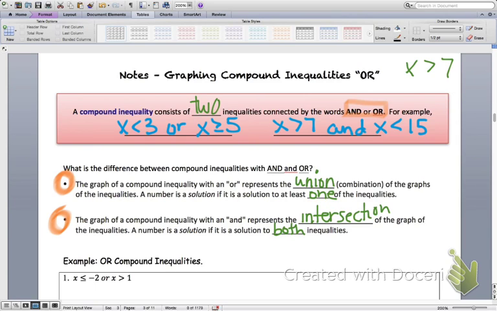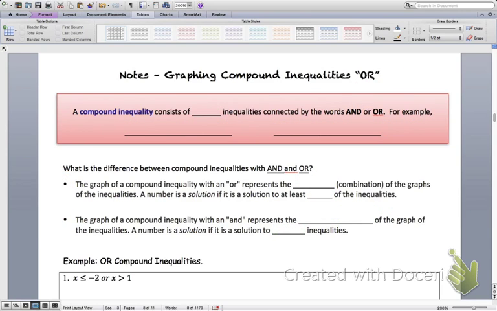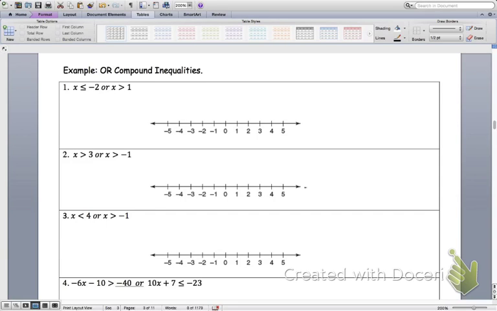So let's go ahead, and today's focus will be just strictly on the or ones. Let's see how we graph inequalities that are compound but specifically have the word or. We're going to look at our two numbers, our two borders that are going to split up our number line. I'm going to look at this one right here. We have x less than or equal to -2.